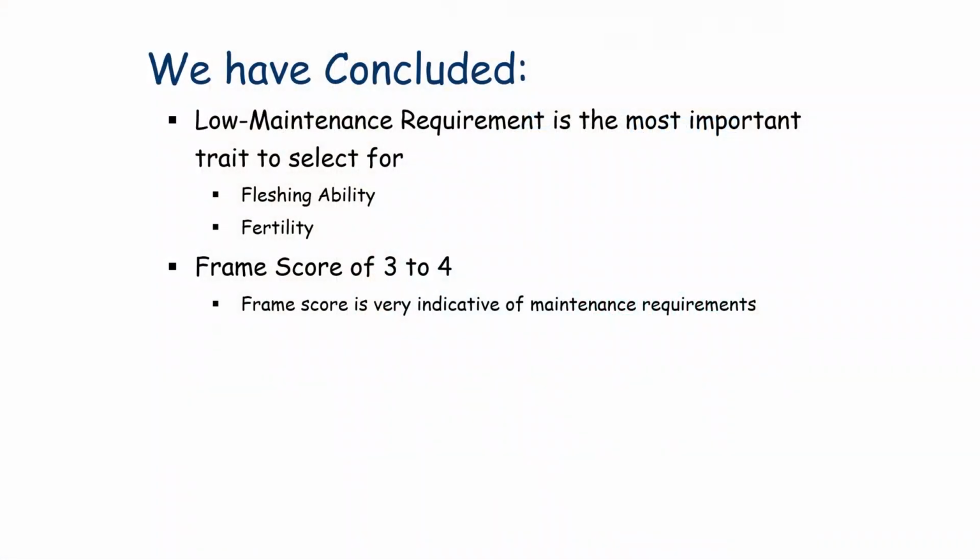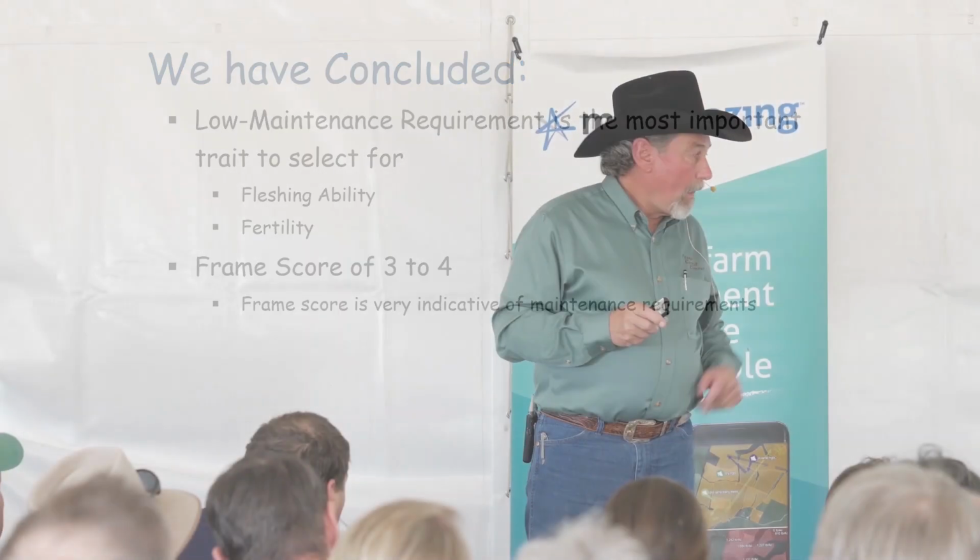Okay, a frame score of 3 to 4. I don't know, you guys probably don't do as much with frame score here as we do, but the stud breeders probably know what I'm talking about. Frame score of 3 to 4, most of the bulls in Australia are going to be 5 to 7. So this is going to be a smaller animal, but maybe not that small as you think. Frame score is very indicative of maintenance requirements. Weight, not so much.